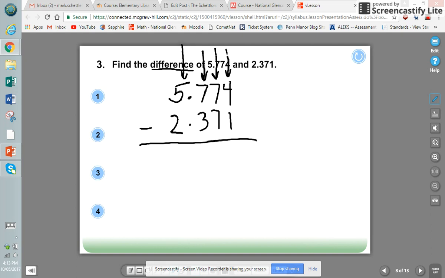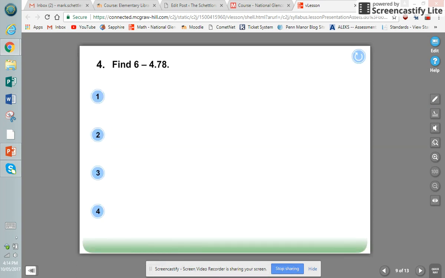Starting from the thousandths, working my way to the left: 4 minus 1 is 3. 7 minus 7 is 0. 7 minus 3 is 4. Decimal. And 5 minus 2 is 3. Again, lining up the decimal. Lining up the decimals is essential. One more problem, we'll call it a day.